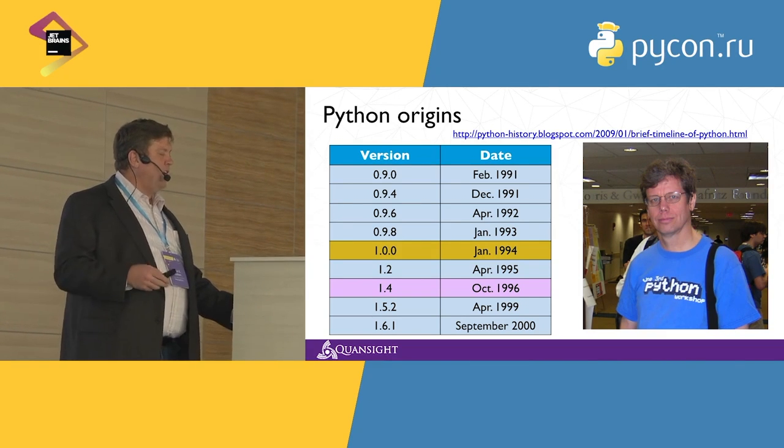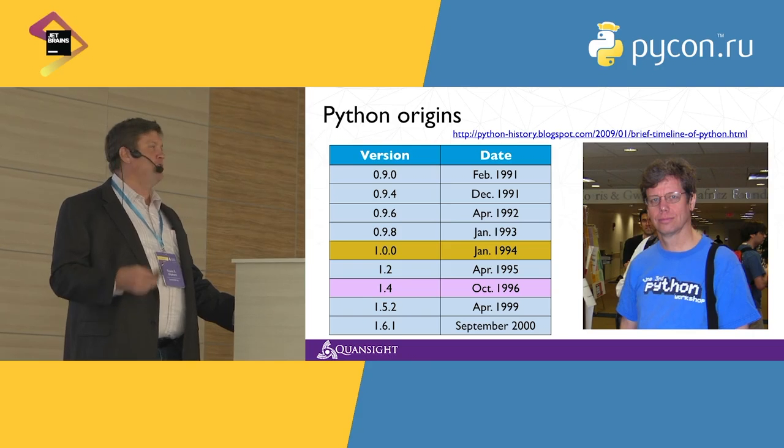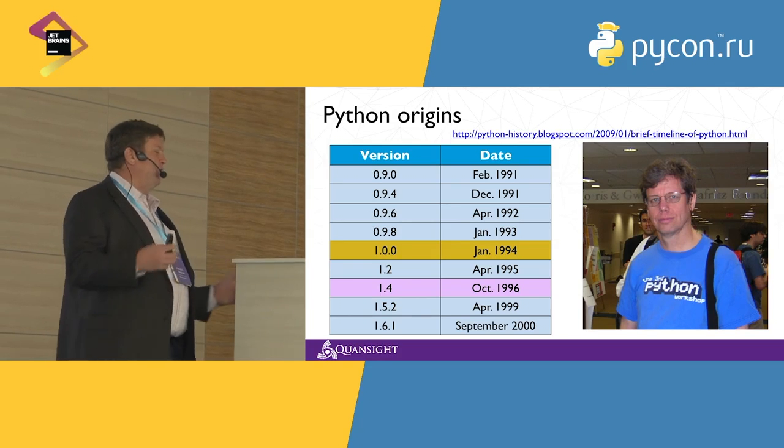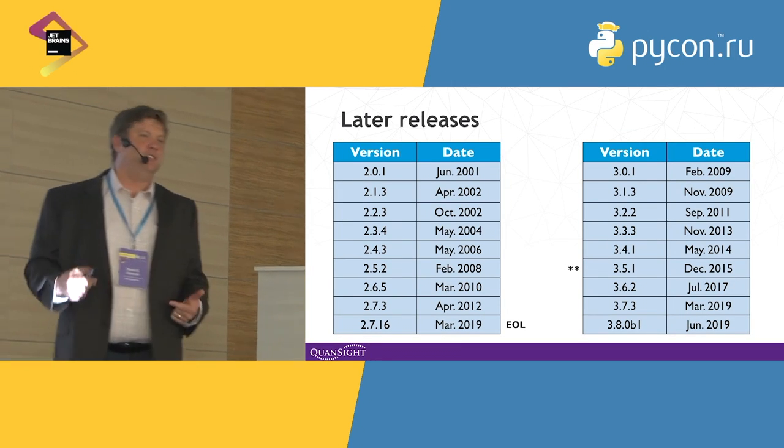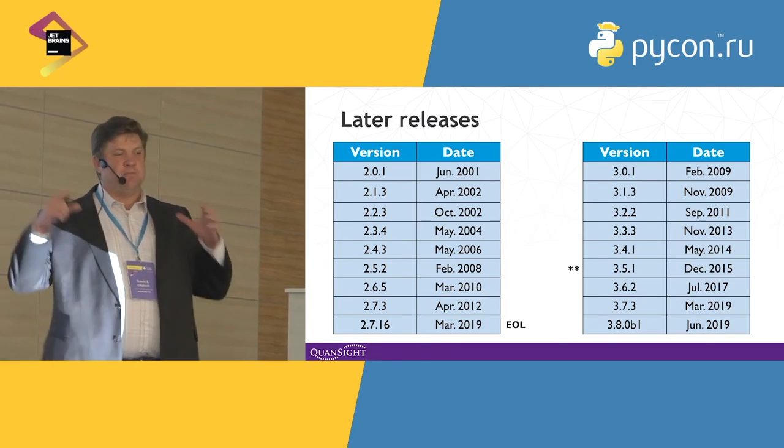So 1.4, I remember when 1.5.2 came out, and I was so glad. I was so happy because it added all these important features. Fortunately, 2.0 came out, and actually some very important things happened in 2.0. In Python 2.0, there was a merger.